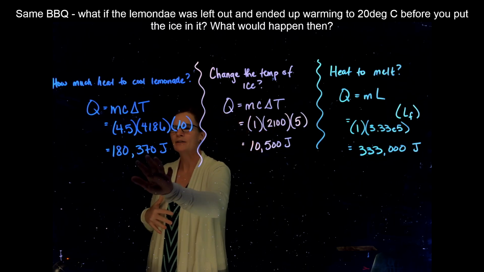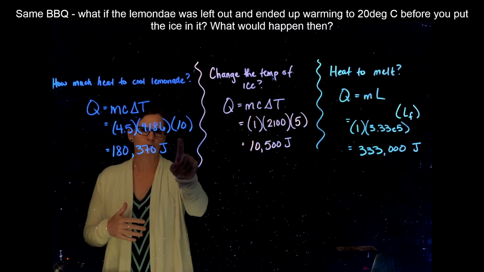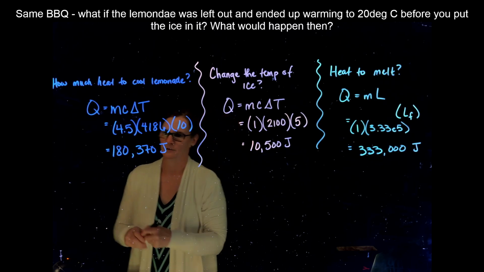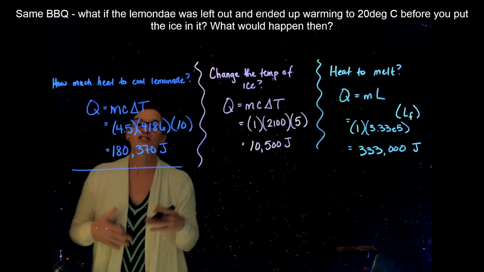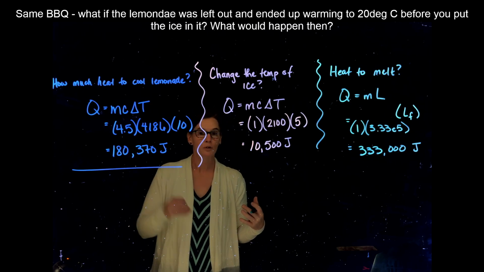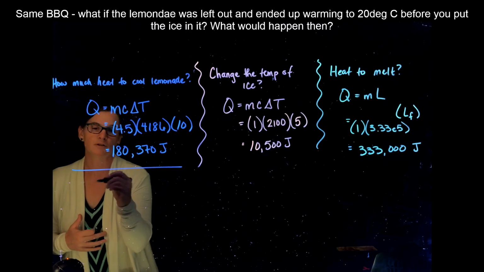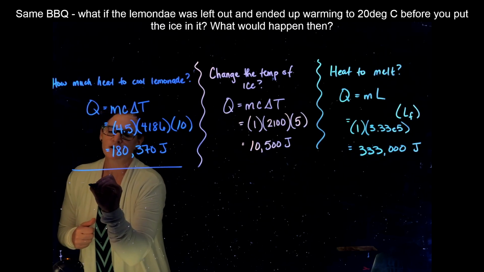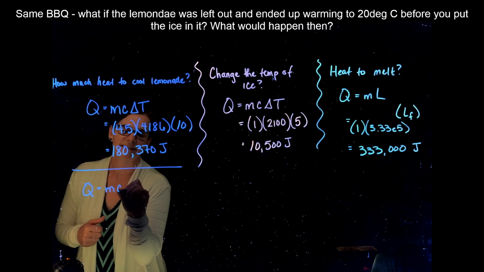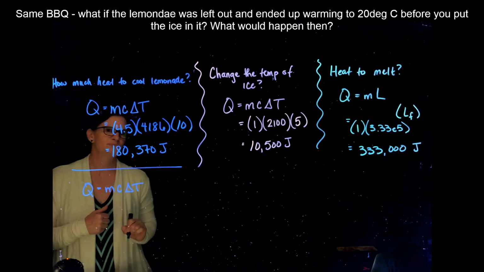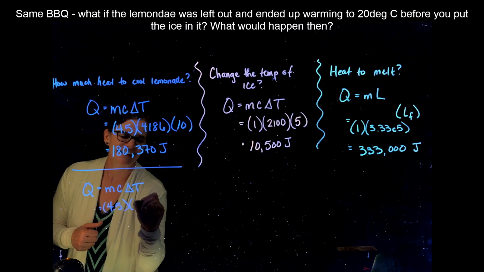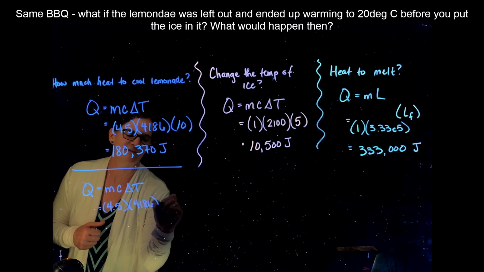So now instead of cooling the lemonade from 10 degrees down to 0 degrees, we have to cool it from 20 degrees down to 0 degrees. So how much does that change the amount of energy that we are going to be using to cool the lemonade? Well, do we have enough, essentially? So we're going to use the same relationship because we are, again, in a single phase. And we still have 4.5 grams of lemonade. It still has a specific heat of 4186.